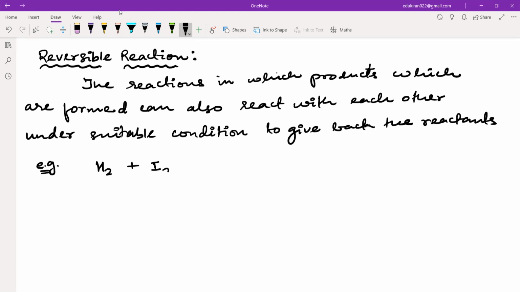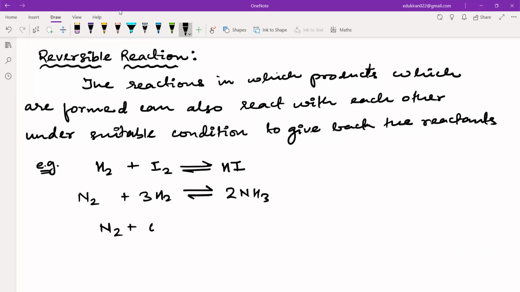That means, for example, you will have reactions such as H2 plus I2 giving HI. You can also have N2 plus 3H2 giving 2NH3. Then you can have N2 plus O2 giving 2NO. And there is one more important reaction: N2O4 can dissociate to 2NO2, and 2NO2 can also dimerize to form N2O4. These are reactions in which the products can also react with each other and give back the reactants.